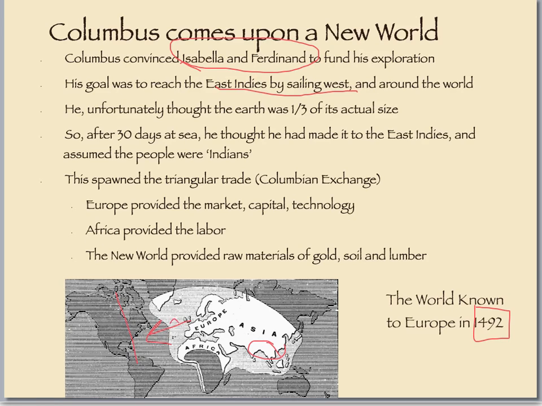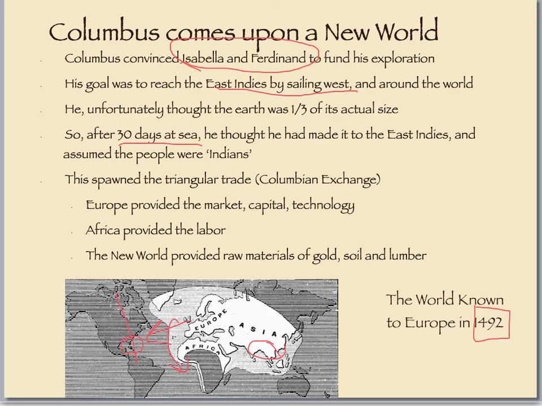Now, we know Portugal went around Africa, so Columbus was going to go a different route. He was going to go west. And after 30 days at sea, and his sailors were a little bit nervous, he actually does spot land here in Hispaniola, and he makes land. But he does not make the East Indies. He discovers, for the Europeans, an entirely new continent.